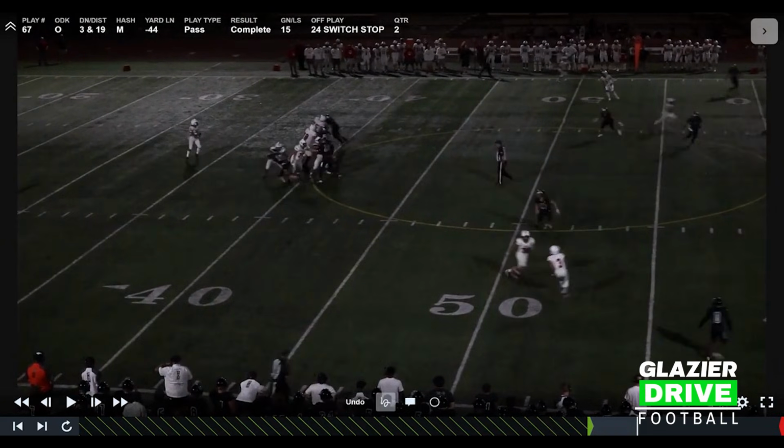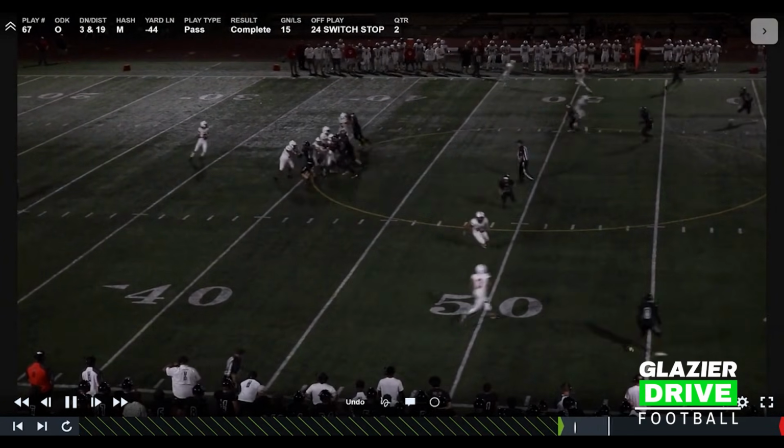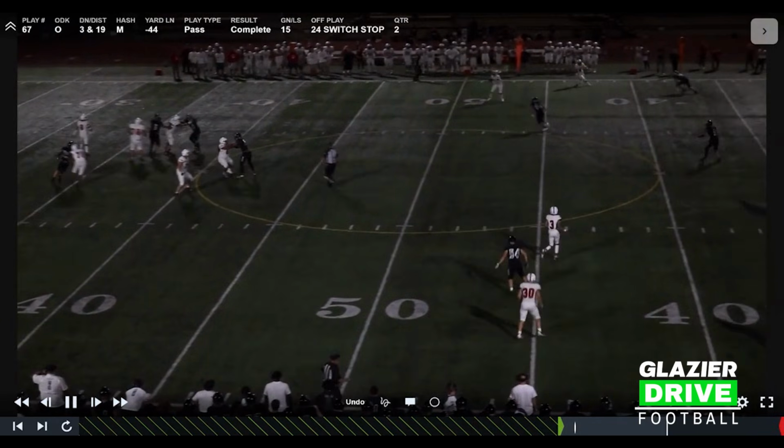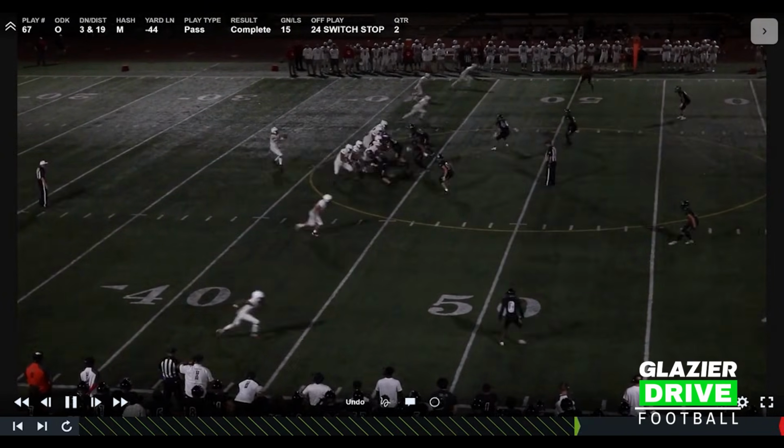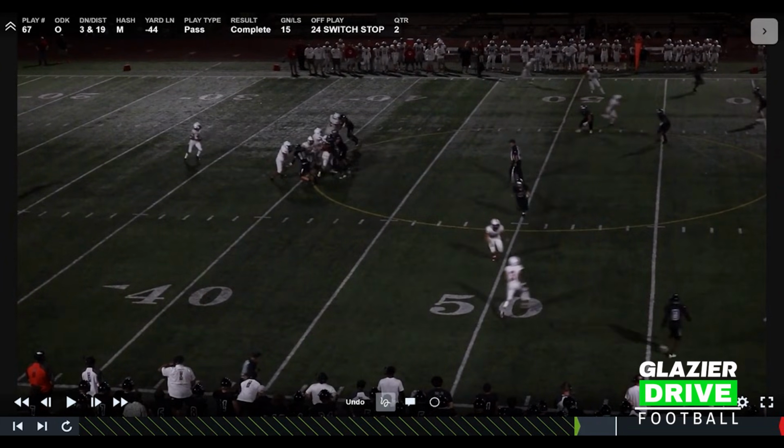And you can see the receiver that's running the wheel route. He gets into his route. He knows that there's somebody over the top, so he starts to chatter down, because if he sits down in this particular spot too, he's also open. So the quarterback has 2 choices over there.